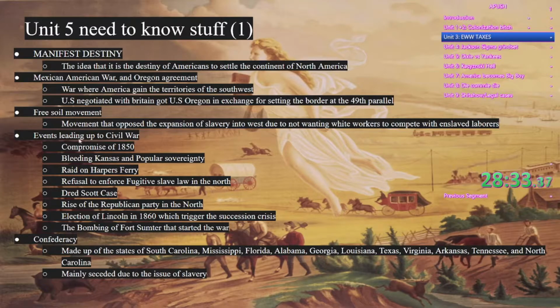Now, for events leading up to the Civil War, you pretty much need to know the Compromise of 1850, Bleeding Kansas and popular sovereignty, the raid on Harper's Ferry, the refusal to enforce the Fugitive Slave Law in the North, the Dred Scott case, which we will talk about later, and the rise of the Republican Party in the North, the election of Lincoln in 1860, which triggered the secession crisis, and the bombing of Fort Sumter that started the war. You should also know the Confederacy was made out of these predominantly southern states, and they mainly seceded due to the issue of slavery.